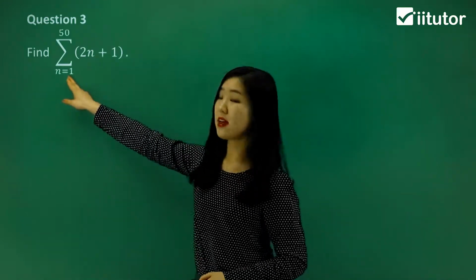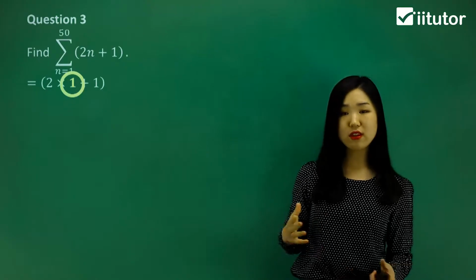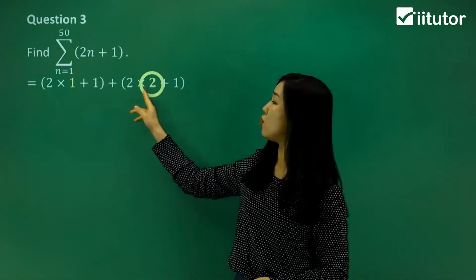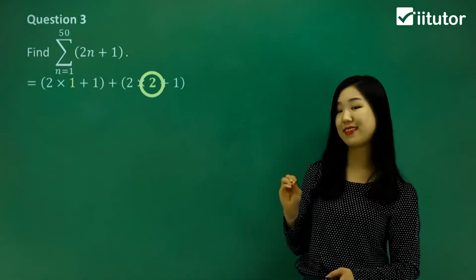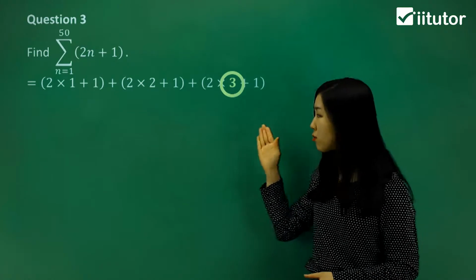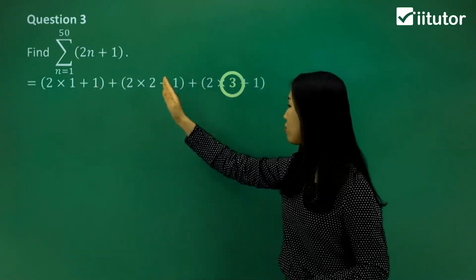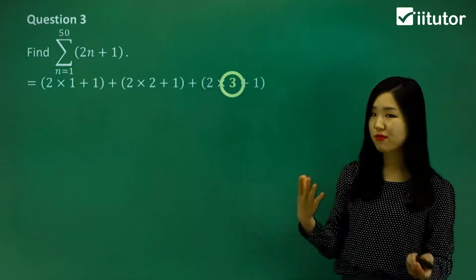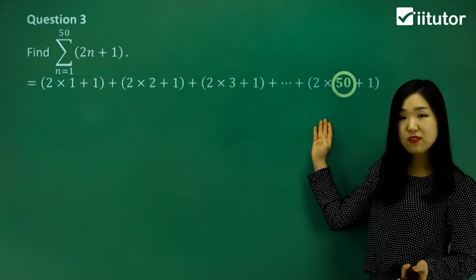We'll start with n equals 1, so I replace the n with 1. And then next one up would be when n is 2. So I replace the n with a 2. So it's 2 times 2 plus 1. So all I'm doing is replacing the n. And then 2 times 3 plus 1. So we replace the n with 3 this time. So it's 2 times 1 plus 1, 2 times 2 plus 1, 2 times 3 plus 1. And you can see that's going to be 2 times 4 plus 1, 2 times 5 plus 1, etc., all the way to 2 times 50 plus 1.